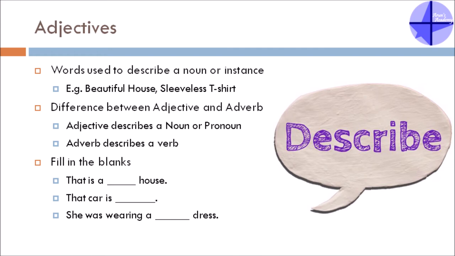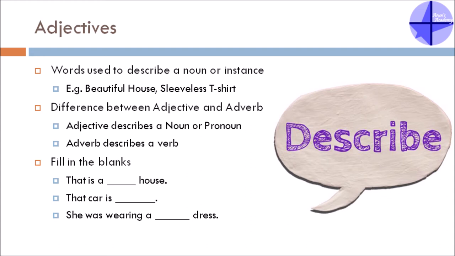Now let's try to fill in the blanks. That is a dash house. Fill in the blanks using adjectives. You can use that is a beautiful house, that is a big house, a small house, that is an elegant house. But always remember, there's an a before the blank and not an. So use words only with consonants. Yes, we'll get to that in a little bit when we talk about articles. But for now, that is a colorful house. So all these are different adjectives for describing a house.